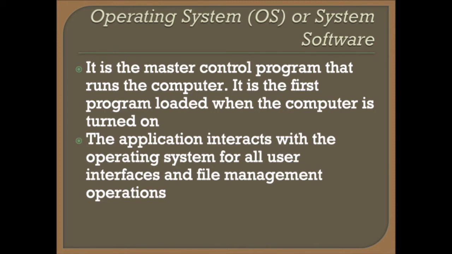The operating system forms a platform for other system software and for application software. That is, the operating system acts as an interface between the user's program and the physical computer hardware. It is the master control program that runs the computer, which is the first program loaded when the computer is turned on. The application interacts with the operating system for all user interfaces and file management operations.